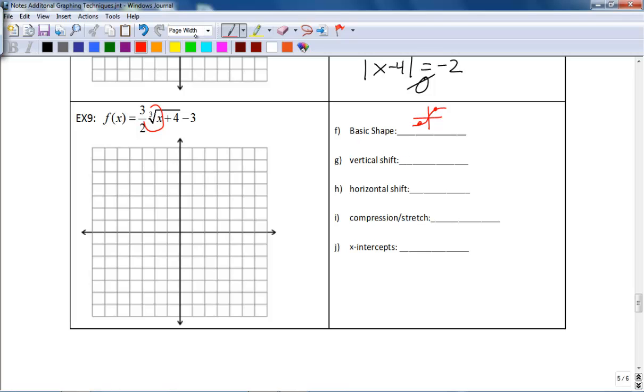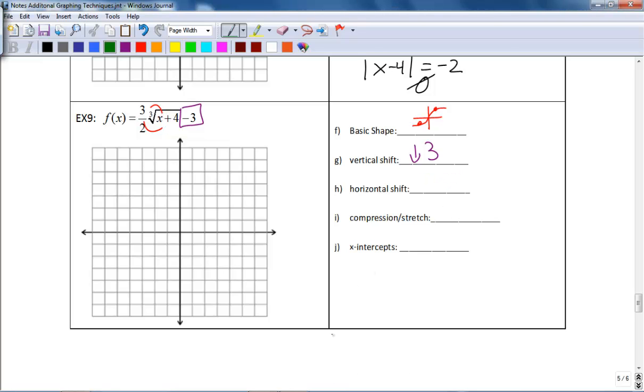Next, vertical shift. Do I have a vertical shift for this function? Let's see, I am subtracting 3 from the function, so I need to go down 3. Do I have a horizontal shift for this function? I look here, there's a plus 4 underneath the radical with x, so remember that's always opposite your intuition, so you need to go left 4.